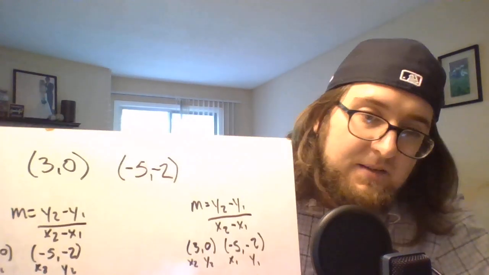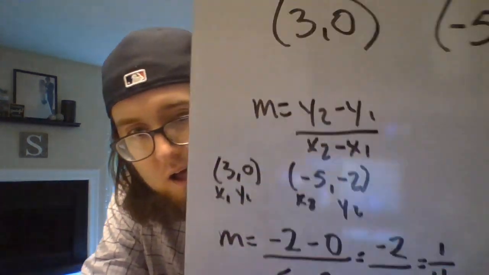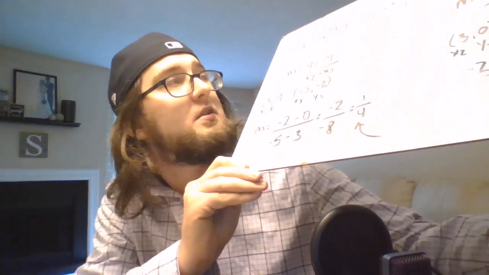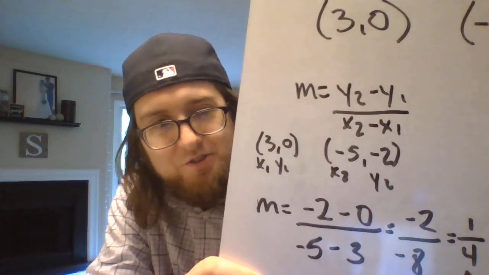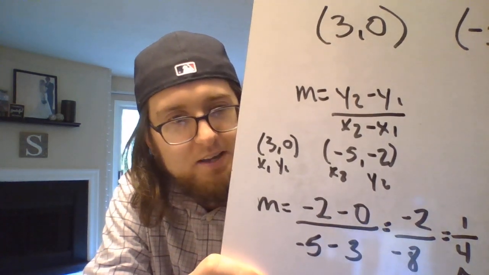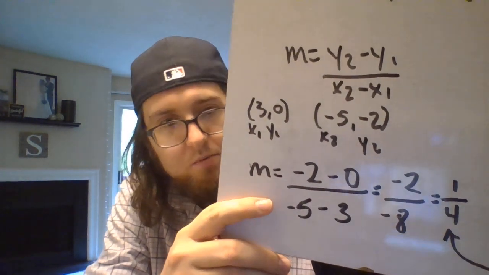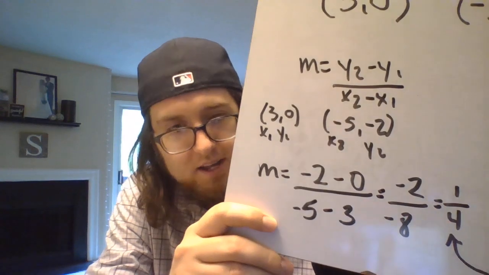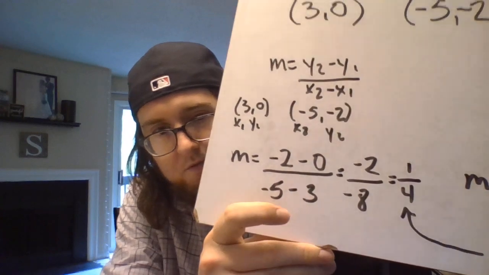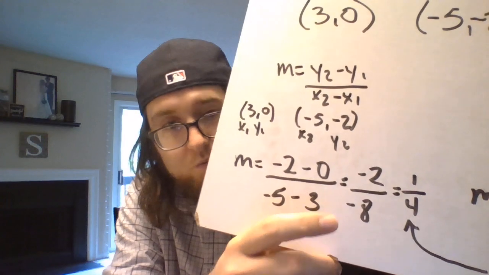So just to prove that, I did it both directions. So we'll focus on the left side here first. I called -2 my second y, and 0 my first y, -5 my second x, and 3 my first x. So when I did the work, I had y2 minus y1, -2 minus 0, over x2 minus x1, -5 minus 3. -2 minus 0 is just -2. -5 minus 3 is -8. When you simplify that, that becomes positive because they're both negatives, 1/4.